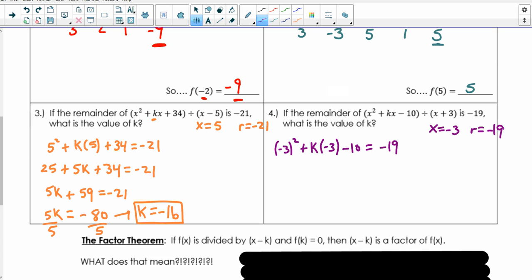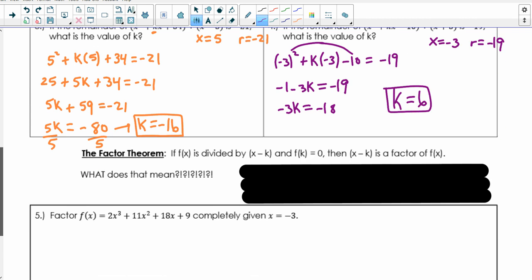Okay? So negative 3 squared is 9, and I'm actually going to add these two things together. 9 minus 10 is negative 1. So I get negative 1 minus 3k equals negative 19. And you guys should be doing this without a calculator. Add 1 to both sides, I get negative 18. Divide both sides by negative 3, and I get that k is 6. Alright, pretty cool.